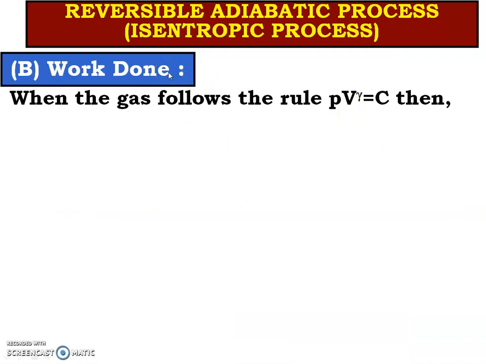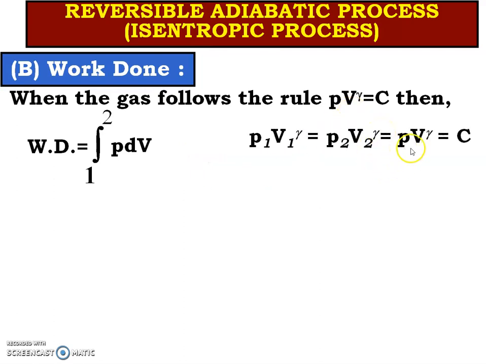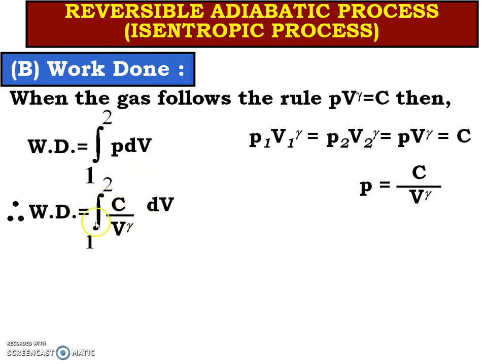Work done. What is the starting equation? Integration 1 to 2 of P dV. And we know that PV raised to gamma is equal to constant. So PV raised to gamma is constant, and we can write P is equal to C divided by V raised to gamma. Now put this value into the integration. So work done is equal to integration 1 to 2 of C divided by V raised to gamma into dV. C is constant, we can take it out. So it is the integration of 1 upon V raised to gamma dV.